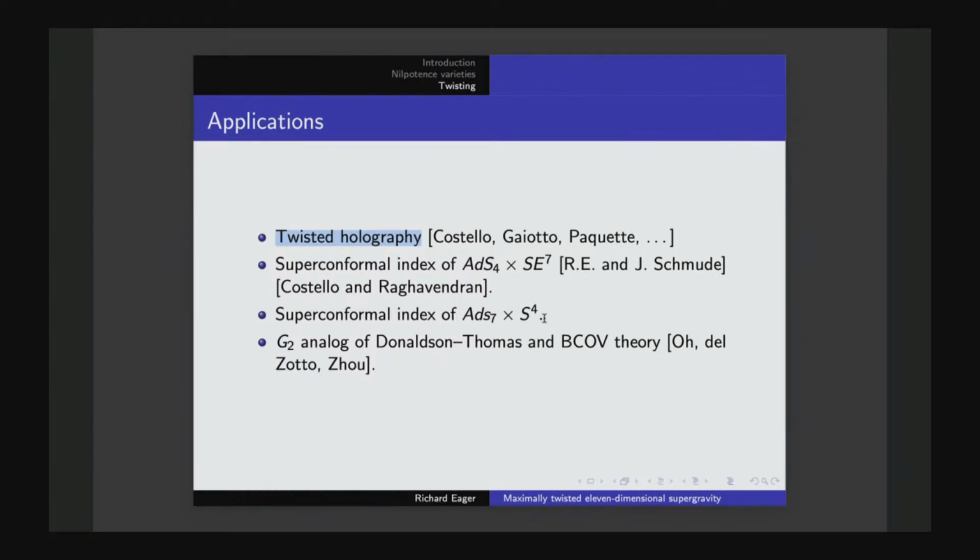Another beautiful application of twisted M-theory is that you can couple it, especially the G2 factor, to a partial topological twist of 7D Yang-Mills and consider a G2 analog of Donaldson-Thomas theory and BCOV theory, which is already a published work of Oh, Del Zotto, and Zhao.